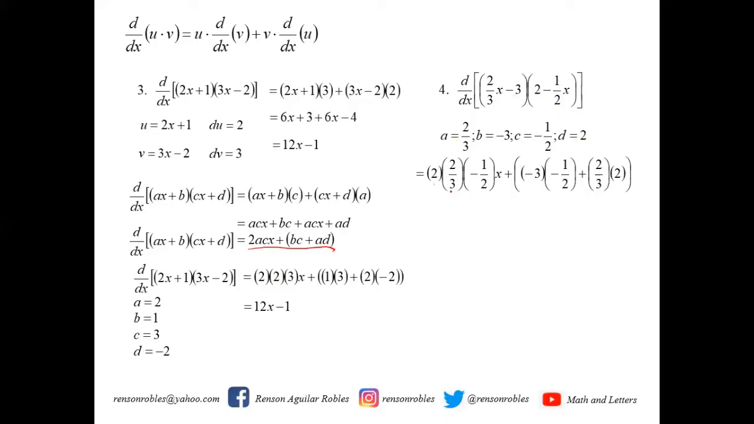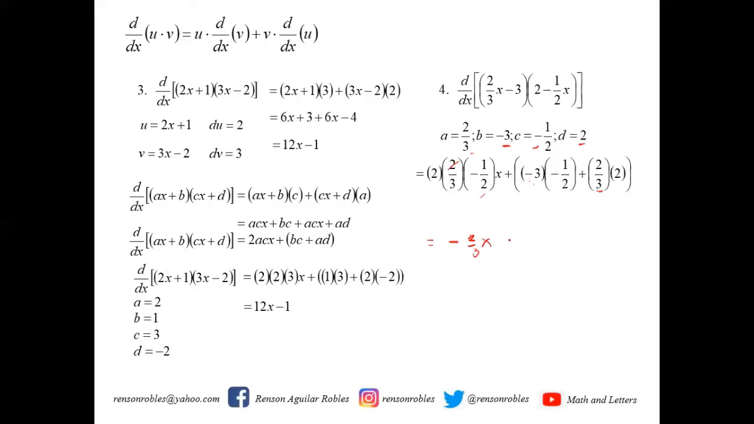So a, c, it's 2 times a times c. Sorry, it's 2 times 2/3, that's a, times negative 1/2, that's c, and then you copy x. And then plus bc, that's negative 3 times negative 1/2, plus ad, that's 2/3 times 2, that's d. And then 2 times 2/3 times negative 1/2 will give you, this can be cancelled out, negative 2/3 x.